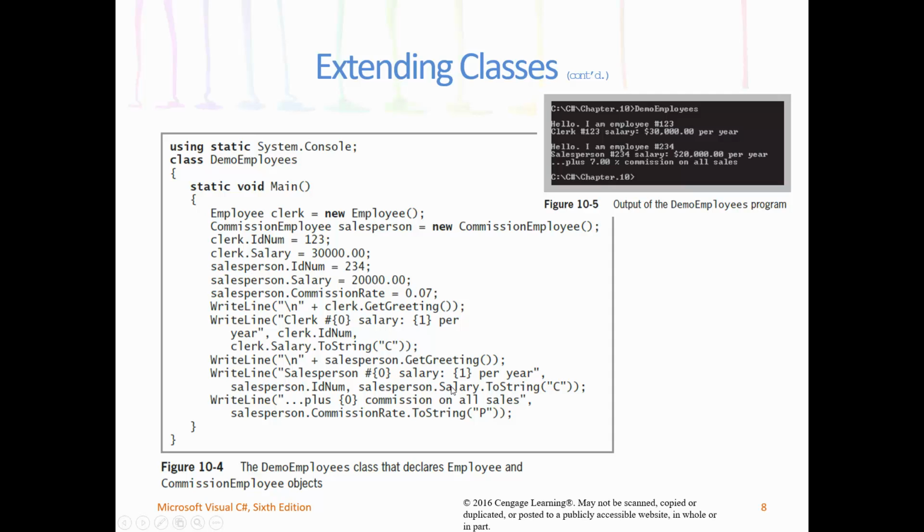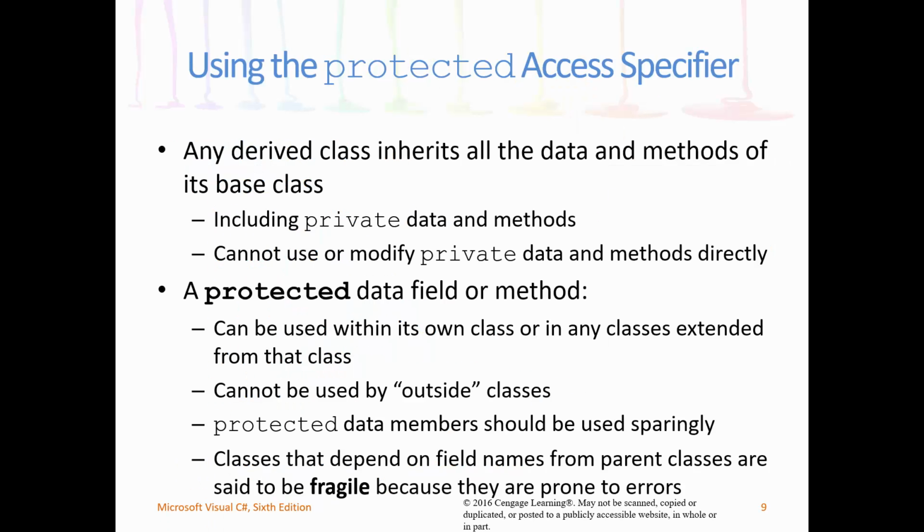So this is the demo that they have. I'm not saying it's good or bad, but it's their demo. So notice what it says. Any derived class inherits all the data and methods, including private data and methods. So that's not what you said, Jeff. Look at this first bullet. Look at the second sub-bullet that says the derived class cannot use or modify private data and methods directly. But if it's protected, then they can.